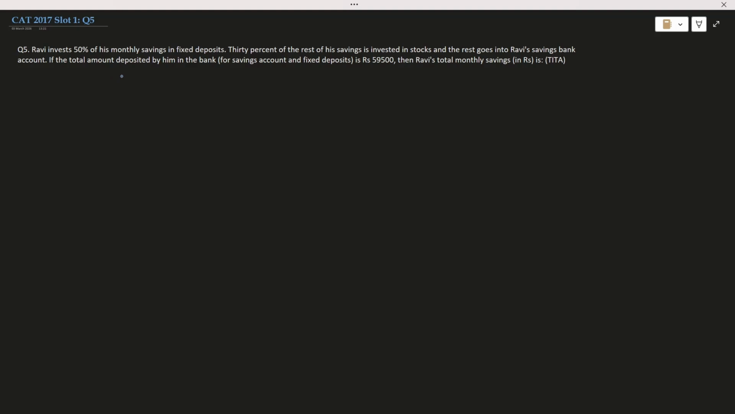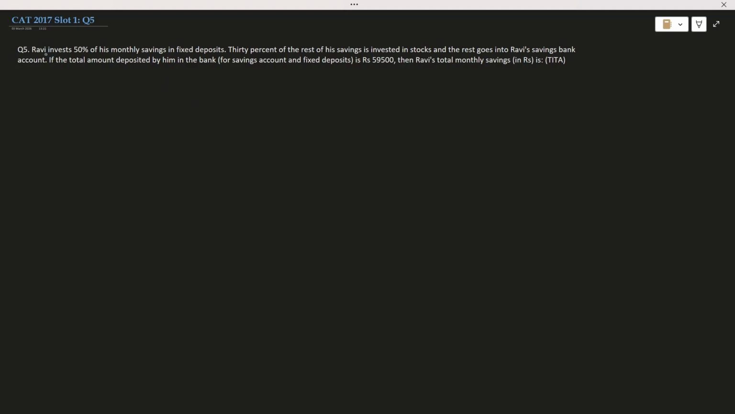Ravi invests 50% of his monthly savings, not income, monthly savings, in fixed deposits. 30% of the rest of his savings is invested in stocks and the rest goes into Ravi's savings bank account. Alright. If the total amount deposited by him in the bank savings account and fixed deposit is rupees 59500, then Ravi's total monthly saving is.